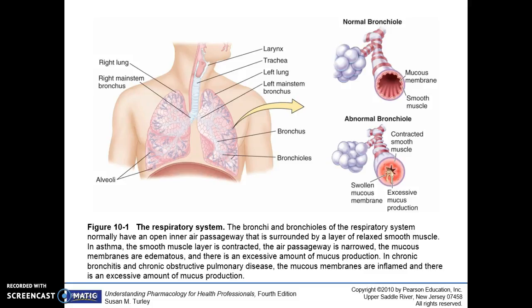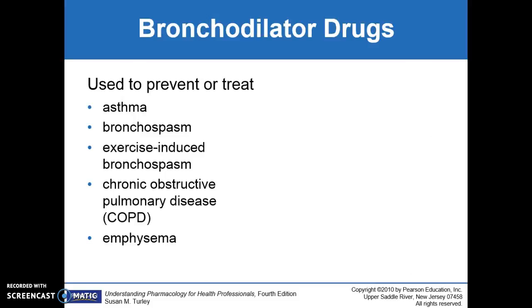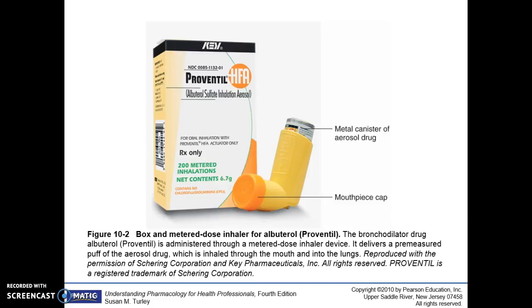The first category, probably the most common category, is the bronchodilator drugs. These are used for asthma, COPD, emphysema, things like that. And the way they work is they relax the smooth muscles and allow them to dilate so that you can get more air. So anyone who has ever experienced asthma probably has seen someone or had themselves a rescue inhaler. And typically the rescue inhaler that a lot of docs prescribe is Proventil. So here's an example of what it looks like. There's a metal canister, and it's like an L-shaped plastic tube, and then you've got the mouthpiece.